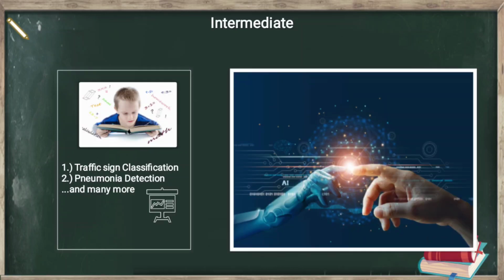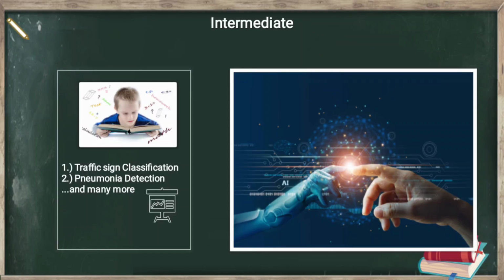So the next one in our category is for intermediate ones. I have chosen especially two projects here. The first one is traffic sign classification. You need to build a model where you can upload an image as input and it classifies which sign it is. It's a good project to understand image classification with the help of TensorFlow. You need to build a neural network here which can classify the signs.